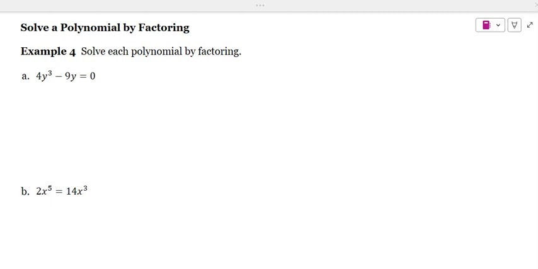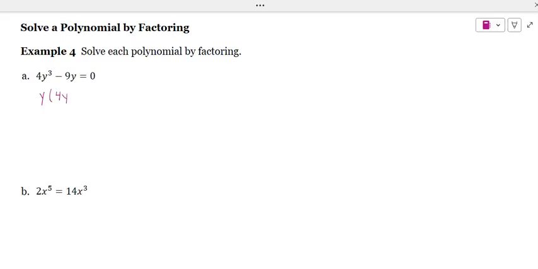Solve each polynomial by factoring. In these examples, we see that our variables are raised to higher exponents than just the second power. But we can still factor by thinking about taking out the greatest common factor. For example A, the greatest common factor is y.